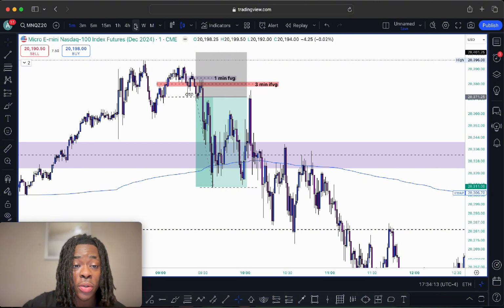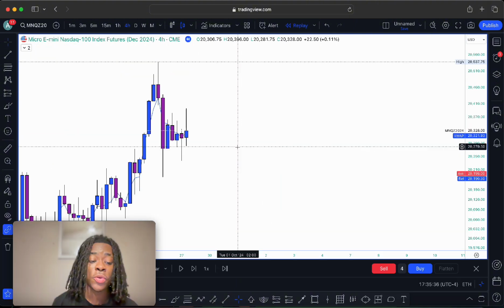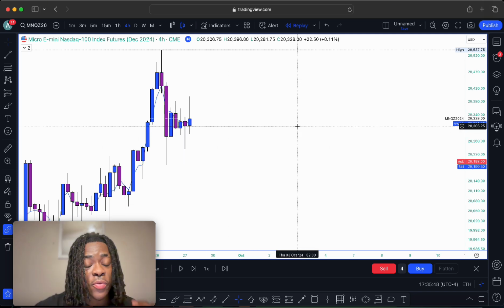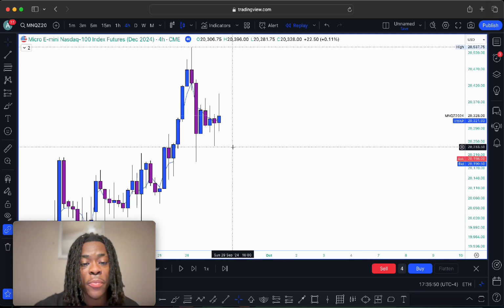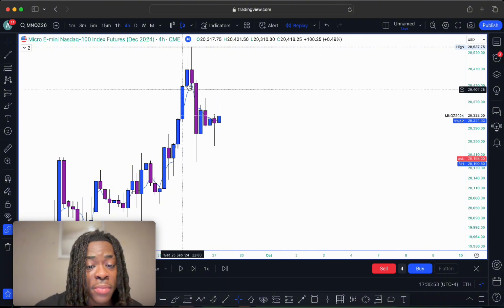So first, we want to start in a 4-hour time frame, higher time frame. The first thing you want to make sure in the strategy is to have a higher time frame direction. This was my trade on Friday. So as we can see, price set up this 4-hour higher time frame BPR level.